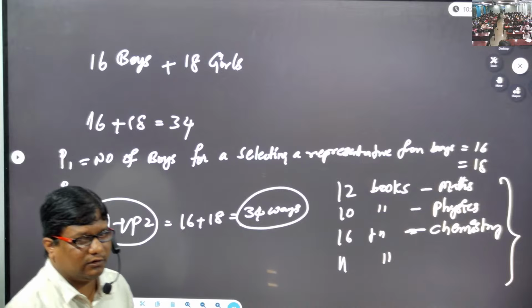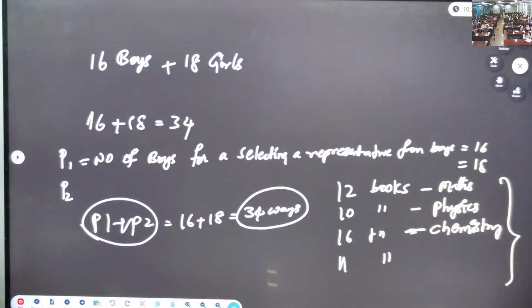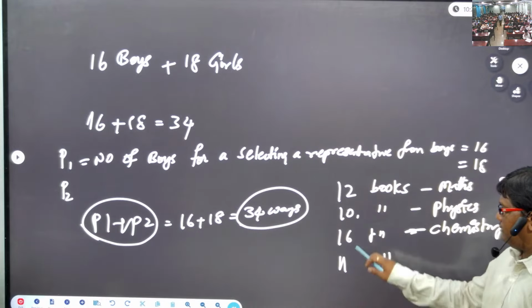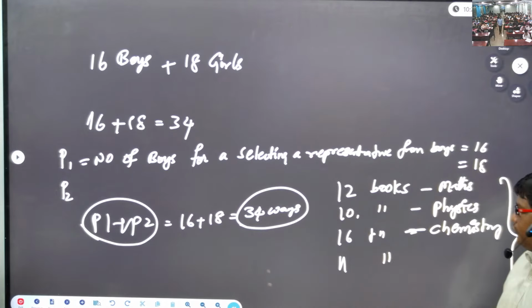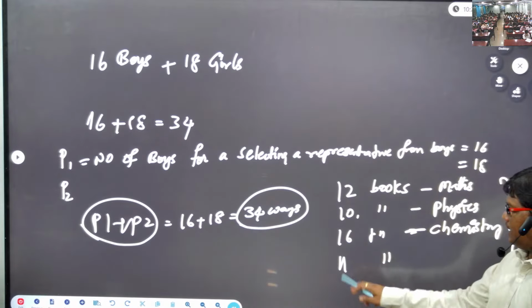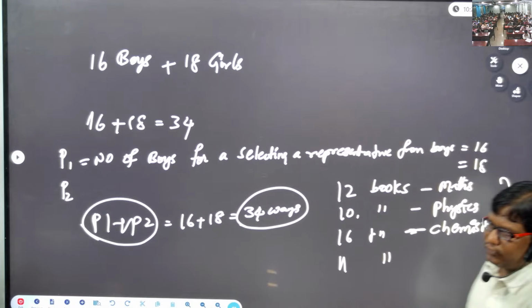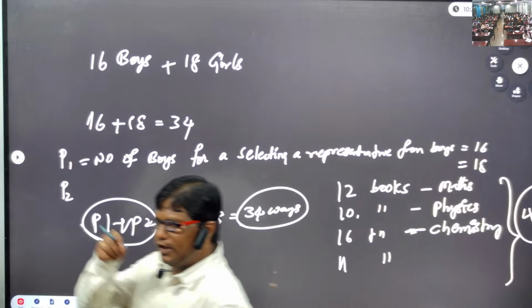What is the answer? Product or sum? Sum. So what is the answer? Total count is 12 plus 10 plus 16 plus 11. So what is the total count? 22 plus 28, 38 plus 11. 49 is the total number of ways in which a user or a student can pick any one of them.